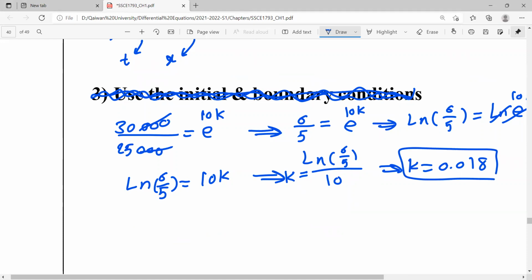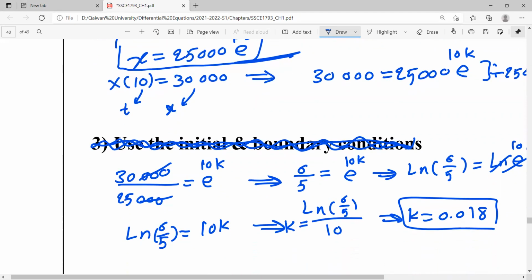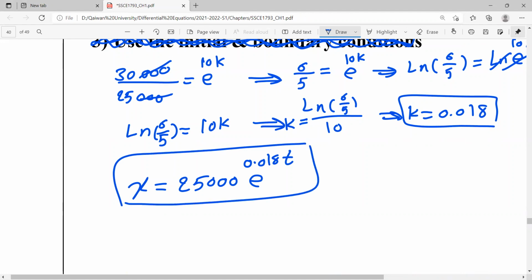If you replace it in the last equation, what do we get? The last equation is this one. We replace k by its value, and we get x equals 25,000 e to the power 0.018t. This is the equation. At any time, this is the population of the city. If you want to find x at t equals 40, we just replace t by 40 and you get the result. Yes, that's constant.